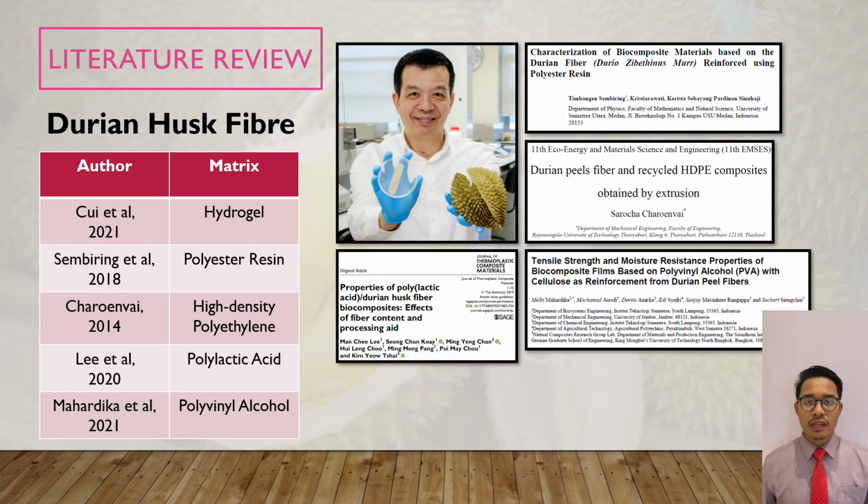Several researchers had conducted studies about reinforcing durian husk into various types of matrix, such as Choi et al. in 2021, who developed a new antibacterial wound dressing that reinforced the durian husk fiber into the hydrogel. Next, Sembiring et al. mixed the durian husk fiber into polyester resin. Charo and White in 2014 added the durian husk fiber into the high-density polyethylene. Lee et al. in 2020 reinforced the durian husk fiber into polylactic acid, and lastly, Mahardika et al. in 2021 also added the durian husk fiber into polyvinyl alcohol.